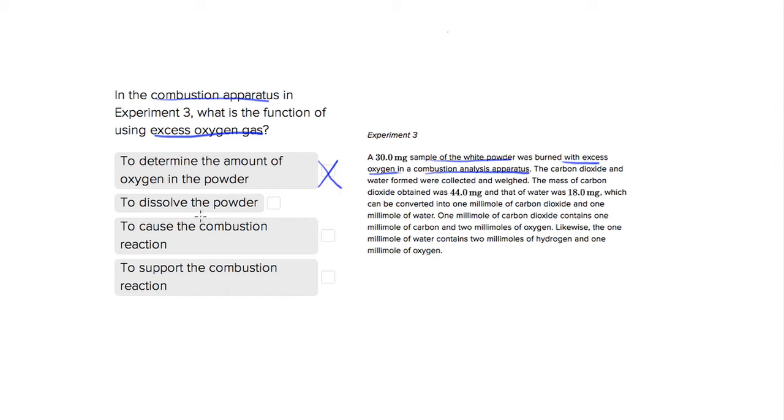Choice 2, to dissolve the powder. We see no mention of anything being dissolved here. We just see that it's a sample of white powder. We don't know if it's dissolved or not. So this just isn't talked about in the passage.